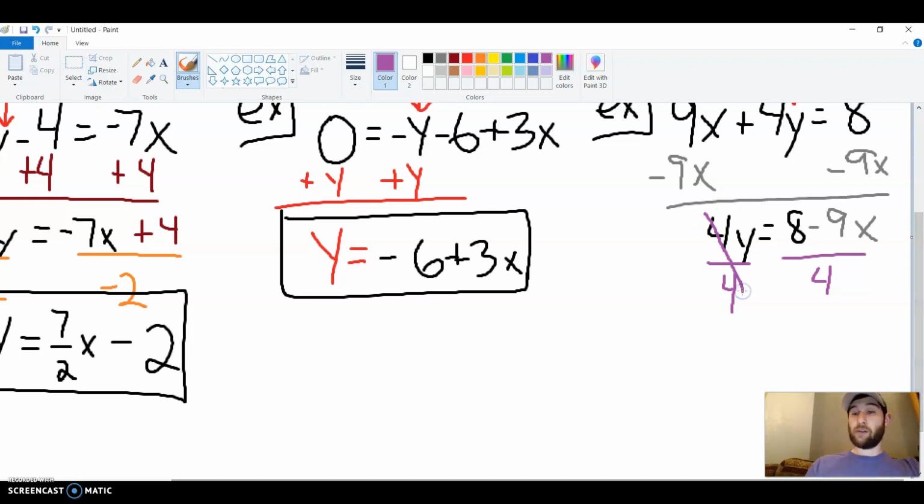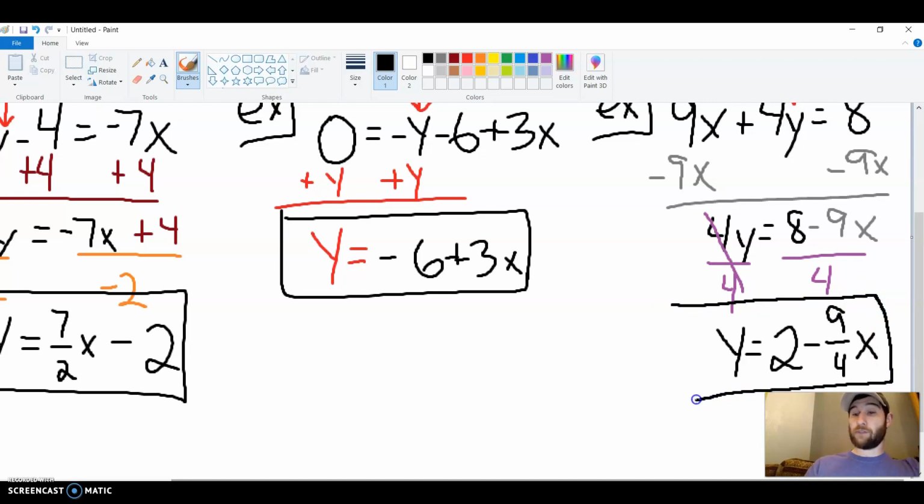4 divided by 4, next to the y, is just 1, so we're left with just 1y by itself, equal to 8 divided by 4, which is 2, and then we're looking at negative 9x divided by 4, but 9 and 4 don't go into each other, so we're just looking at minus 9/4 x. So we can easily see what our slope is. Our slope is negative 9/4. Our y-intercept is 2. And all that's just to say we've solved for y, so we have it in slope-intercept form.